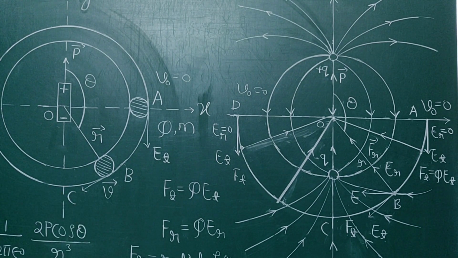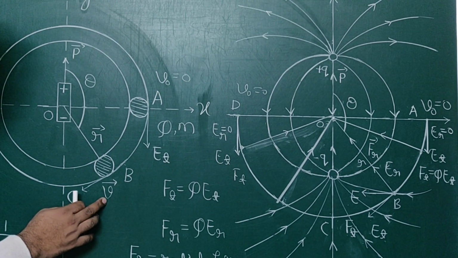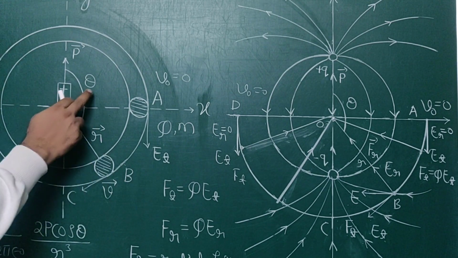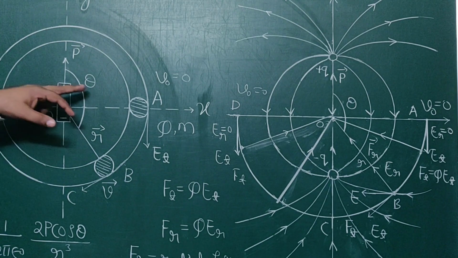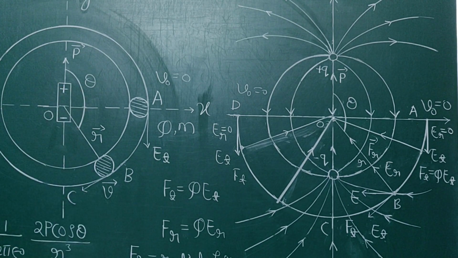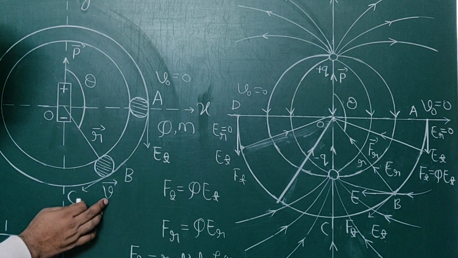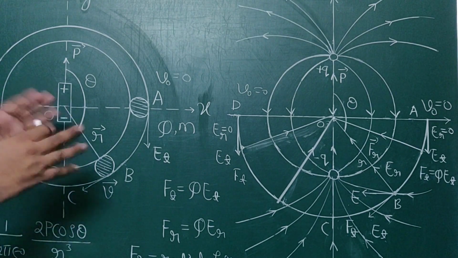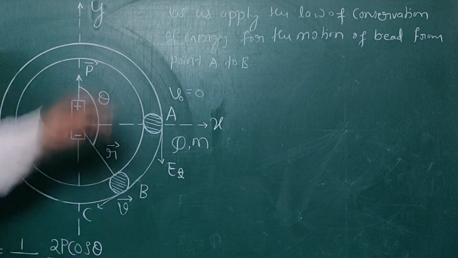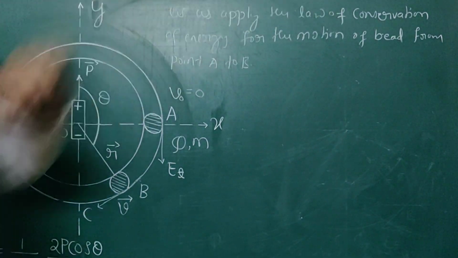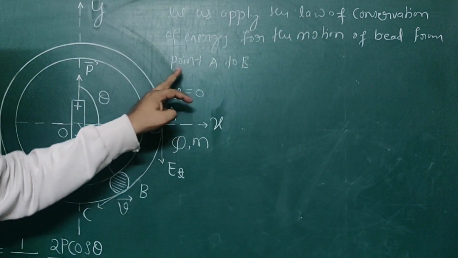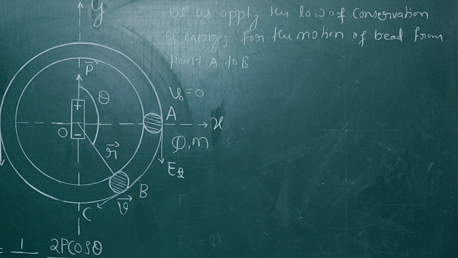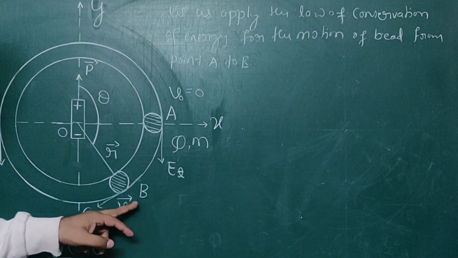In the first question, they are asking what is the speed of the bead at point B when the position vector of the bead makes an angle theta. So at the position theta, what is the speed? Now to calculate the speed of the bead here, let us make use of the law of conservation of energy. Let us apply the law of conservation of energy for the motion of the bead from the point A to B. That is, when the bead travels from A to B.